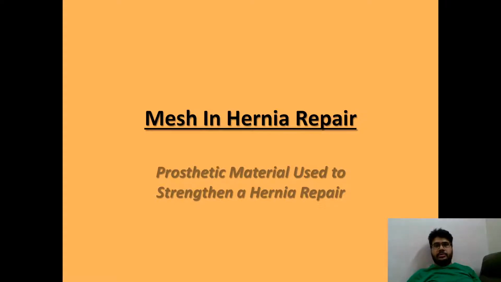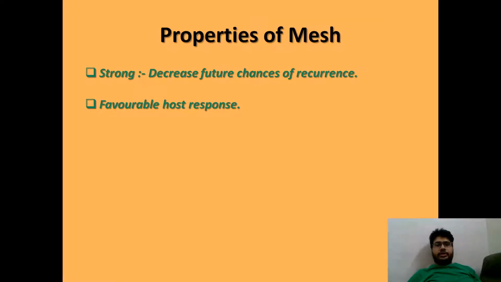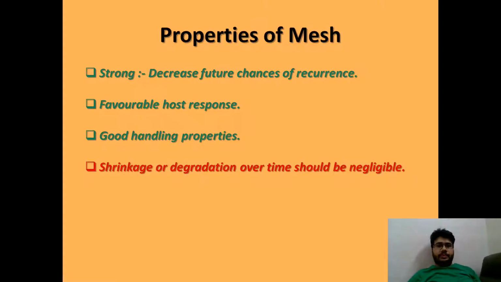So here's the lecture, and before starting the lecture, we should know what is a mesh. A mesh is a prosthetic material used to strengthen a hernia repair. Obviously, a mesh should also have certain properties. It should be strong. It should have a favorable host response. It should have good handling properties, like we have read about sutures.